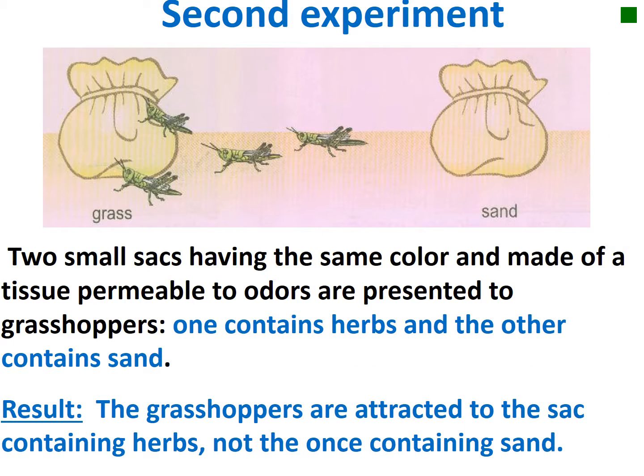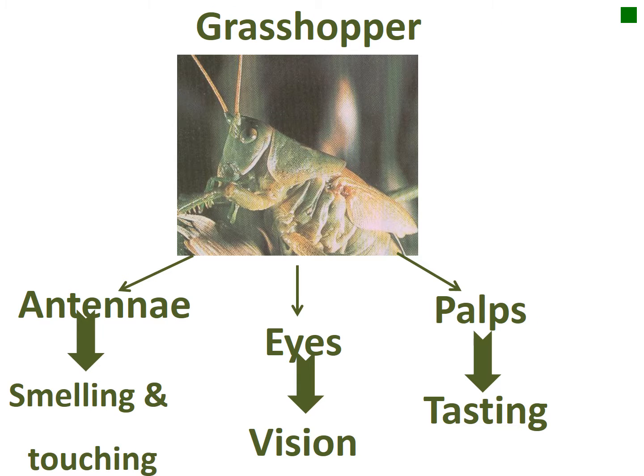The second experiment, two sacks, they have the same color, made of tissue permeable to odors, are presented to the grasshoppers. One of them contains herbs and the other contains sand. The result is the grasshoppers are attracted to the one containing herbs and not the one containing sand.